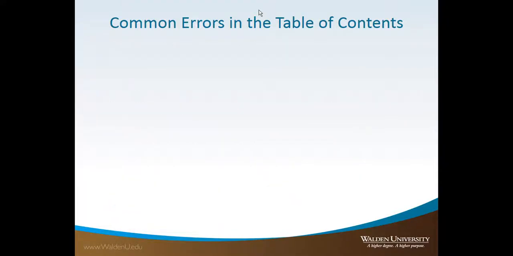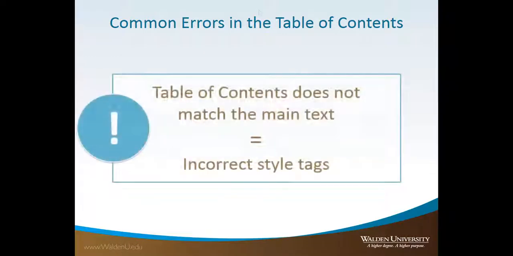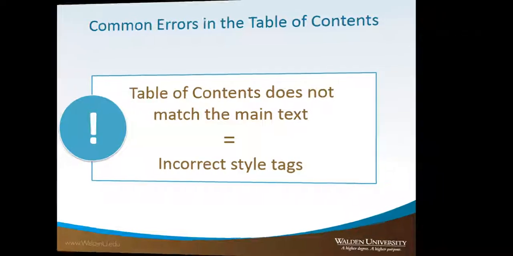When the information in the automated table of contents does not match what appears in the main text, this means that the text in the document does not have the correct style tags applied. For more on applying styles in the document, review the demonstration video and the instructions in the templates and on the Academic Skills Center website.